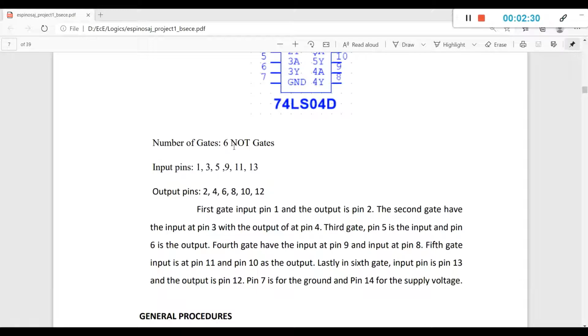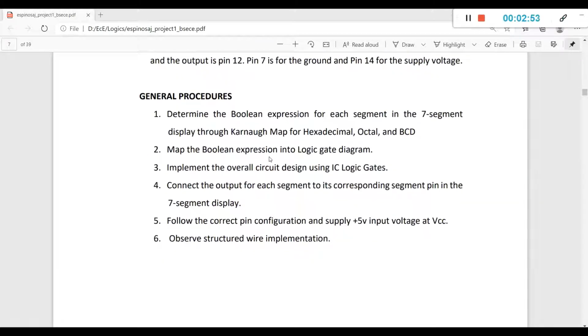Fourth gate, input at pin 9 and the output at pin 8. And then for the fifth gate, input at pin 11 and output at pin 10. And lastly, the sixth gate, the input is pin 13 and the output is pin 12. The same, pin 7 is for the ground and pin 14 for the supply voltage.